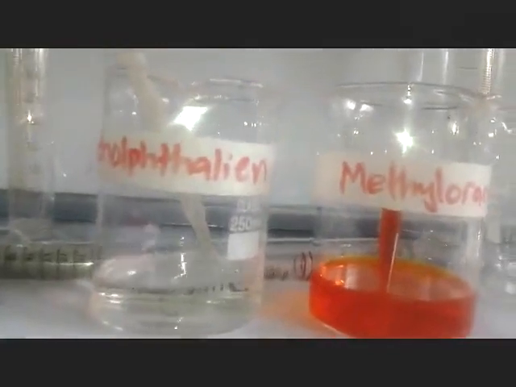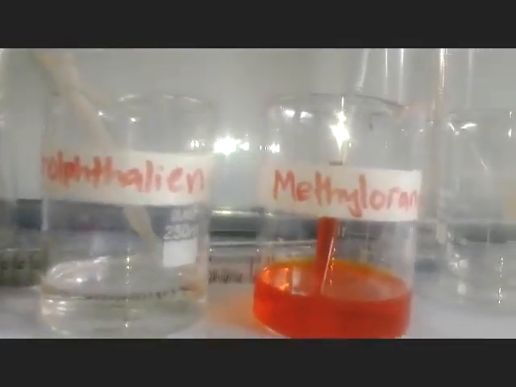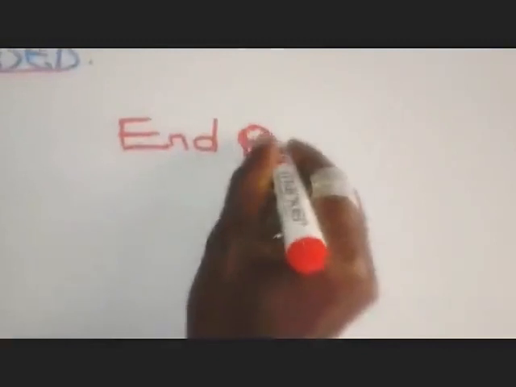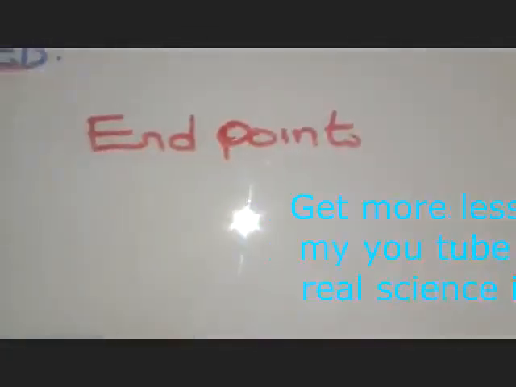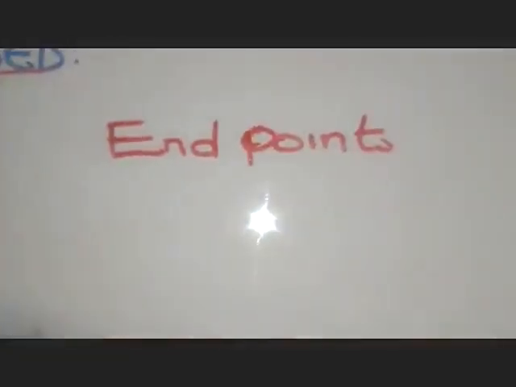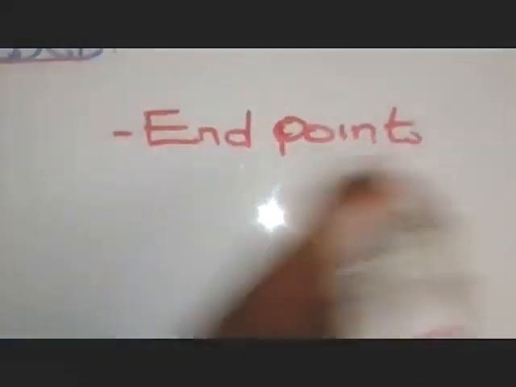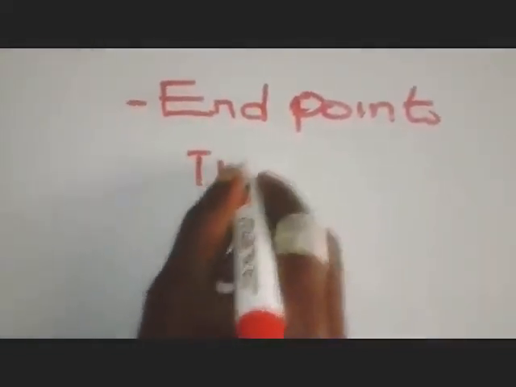So we are going to see how these indicators are changing. These indicators are capable of showing us what we are going to call the end point. End point, or the point at which the acid is fully neutralized by the base.